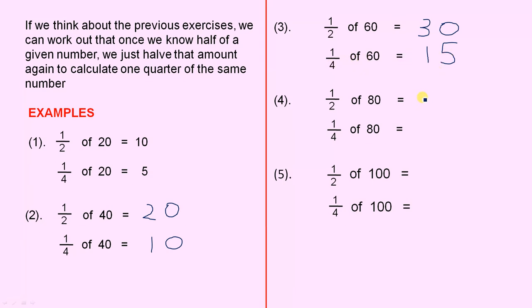What is half of 80? Half of 80 is 40. To find 1/4 of 80, you just halve this amount. Half of 40 gives us 20. So 1/4 of 80 equals 20. What is half of 100? Half of 100 is 50. What is 1/4 of 100? To find 1/4 of 100, you just halve this amount. That gives you 25. So 1/4 of 100 is 25.